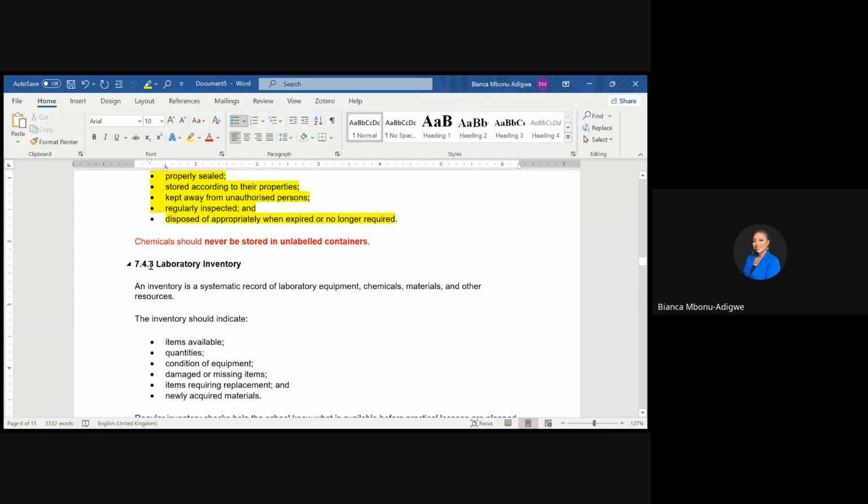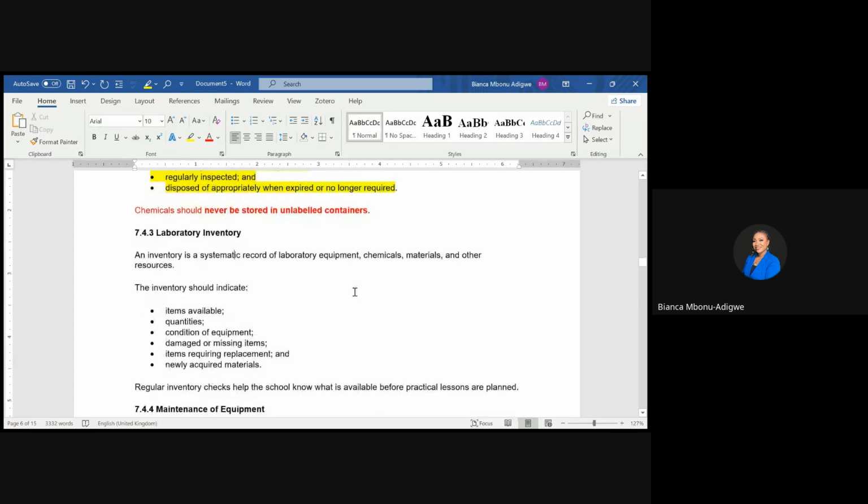I wanted us to talk about lab inventory. These are some of the things that are not in this unit, but I feel that there's no way we will talk about the lab without mentioning some of these things. It is just a recording of everything that is in the laboratory. An inventory is a record of lab equipment, chemicals, materials, and other resources. Things that are available. It's like taking stock. Yes, exactly. Lab inventory is like taking stock.